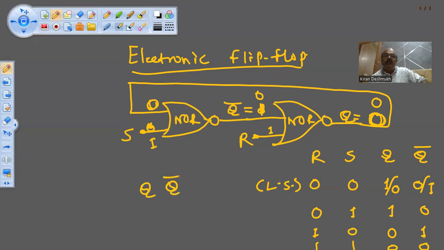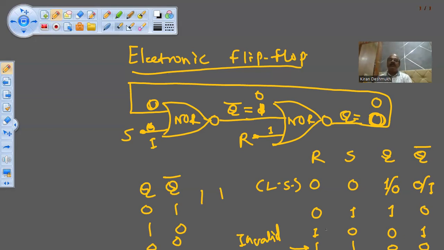Correct. So if Q is 0, Q bar must be 1. If Q is 1, Q bar must be 0. Both cannot be 0 at a time or both cannot be 1 at a time. So this is an invalid condition. When R and S are 1, Q and Q bar both are 0, this is invalid because Q and Q bar should be opposite of each other. So this RS flip-flop using NOR gates has three proper states and one invalid state.